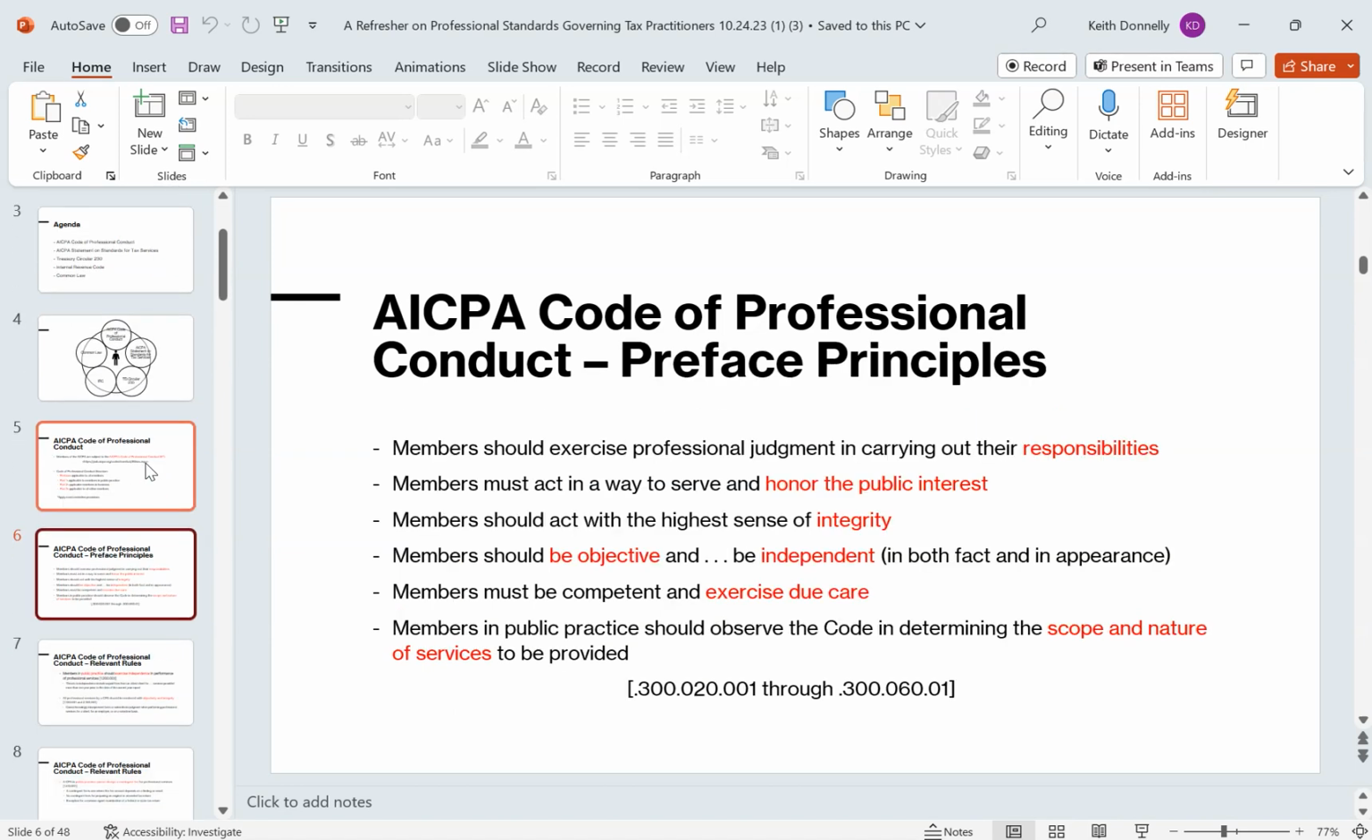Okay, so a lot of what we're going to be looking at today is like I'm Moses coming down from Mount Sinai with the Ten Commandments, thou shalt not do this, thou shalt not do that. So, looking at the preface for the Code of Professional Conduct, you have to exercise professional judgment, honor the public interest, act with integrity, and be objective and independent. When they say independent, they mean both factually and in appearance, what a third party would believe.